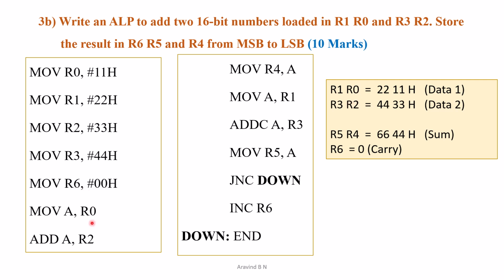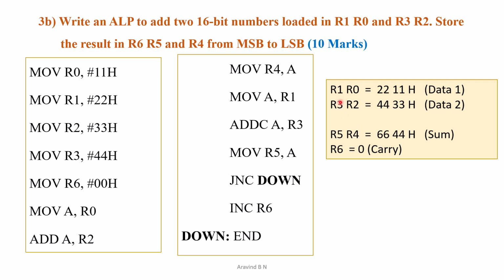For that, the first value R0 we are taking to A, that is being added with R2, and the result will be available in the A register. In case any carry is generated, that will be available for us in the carry flag. Then after, we are storing the contents of A to R4. So the first LSB 8 bits we are storing in the register R4.